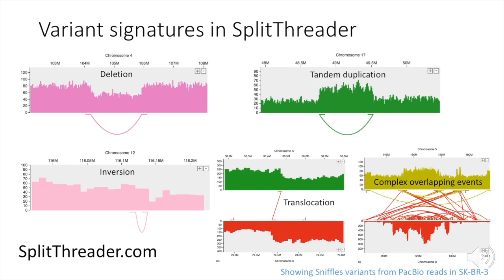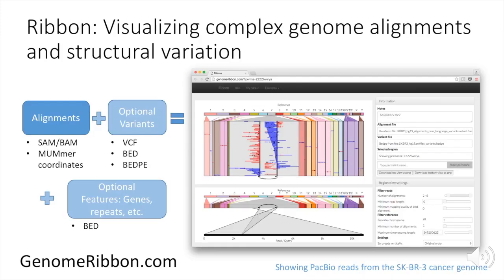And we can call the individual events novel adjacencies, which I tend to go with, but we can think of the whole mess as just a set of overlapping events in a complex, ginormous variant. And so that's Split Threader, and that's available at splitthreader.com.